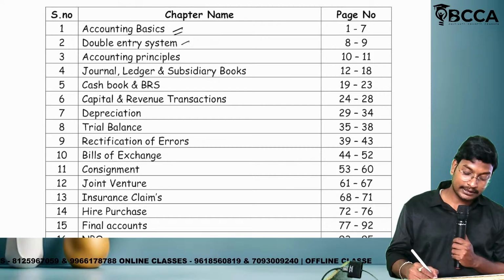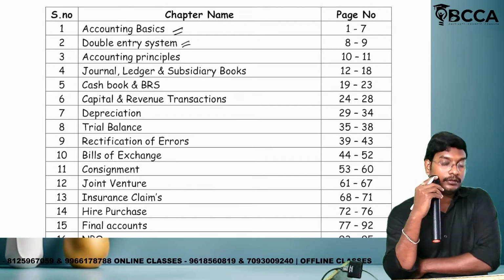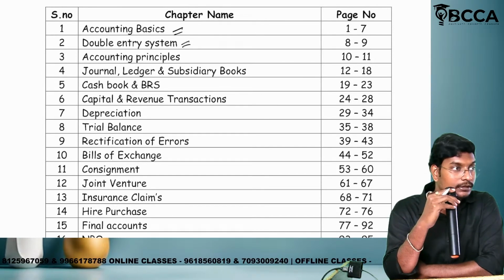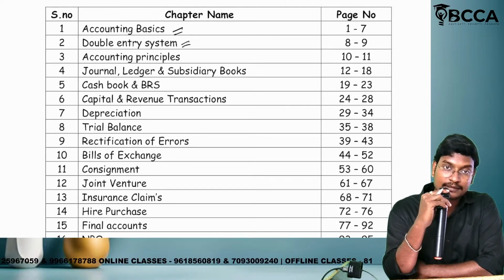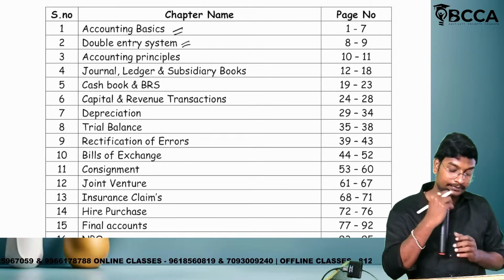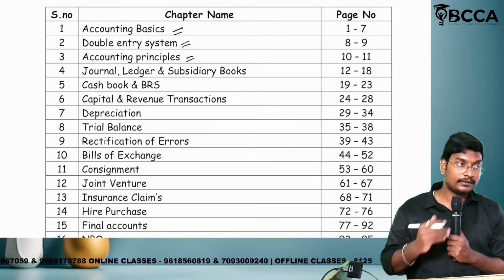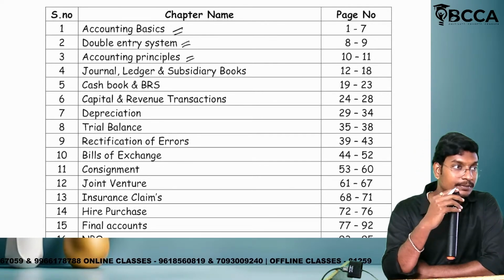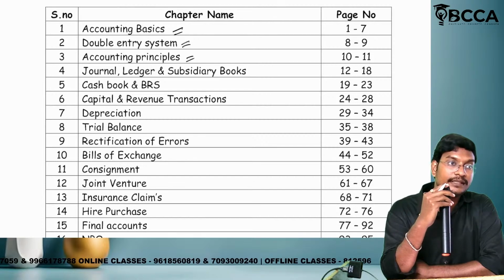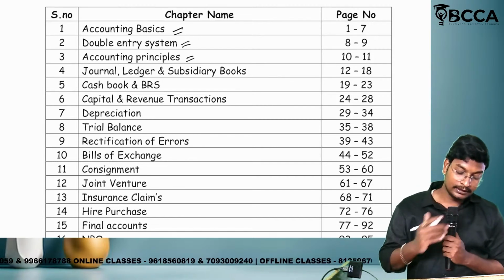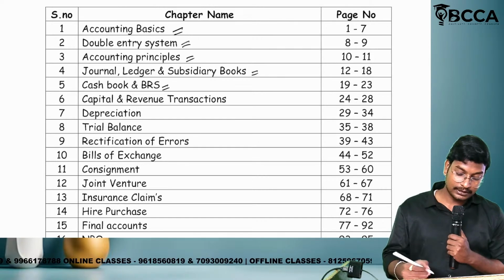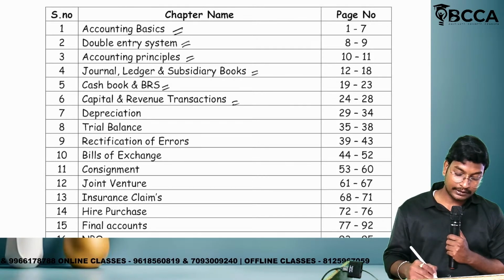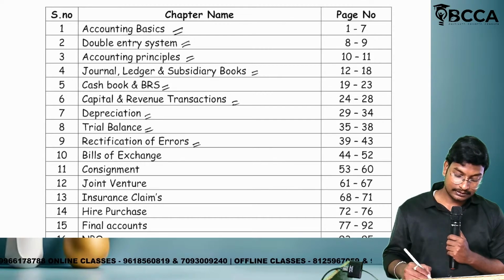Next one, double entry system. In order to learn accounting, there are 2 systems. We all know the single entry system and double entry system. We will discuss the double entry system here. Next one, accounting principles. What is the meaning of accounting principles, concepts, conventions? These topics will be discussed in accounting principles. Next, journal, ledger and subsidiary books. Next, cash book and BRS. Next, capital and revenue transactions, depreciation, trial balance, rectification of errors.